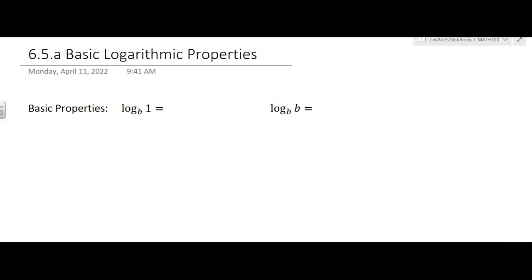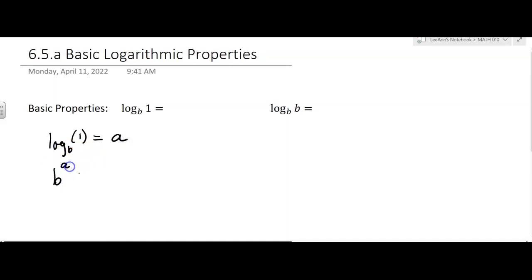In total, there's about 8 logarithmic properties that we're going to cover. But these first two are just the basic properties. So what if you have log base b of 1? We usually write it this way. Your book has been putting the parentheses, though, so they might write it like that. But let's say we don't know what that equals. Say A. Well, you could convert that to exponential notation.